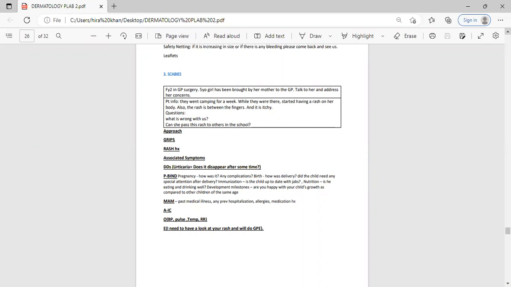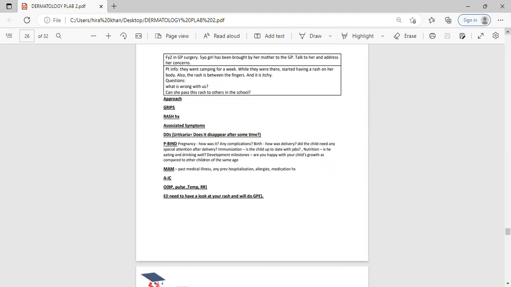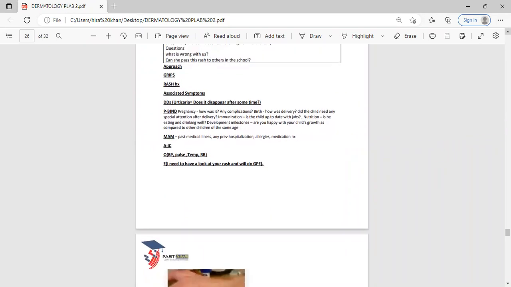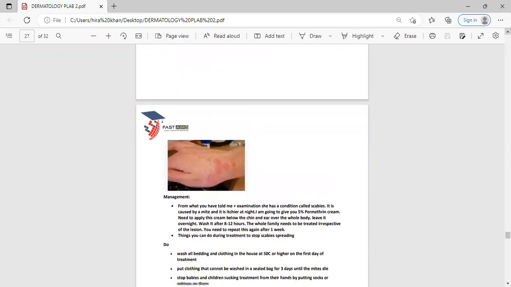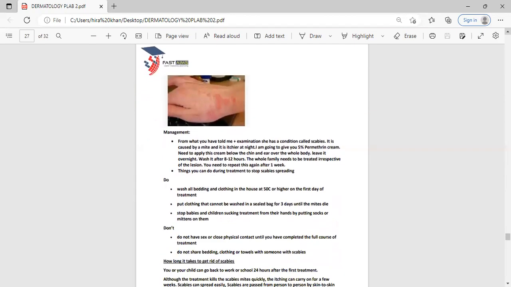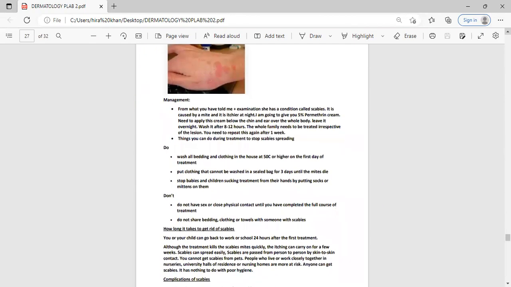And then you have to ask about the P-bind history, like pregnancy, delivery, immunization, development, and nutrition. And then the past medical illness, any previous hospitalizations, any allergies, any medications, that's it. And then you will ask about the mother's concern, and then you will mention the management as you used to do in the previous cases. And then the management is for scabies.